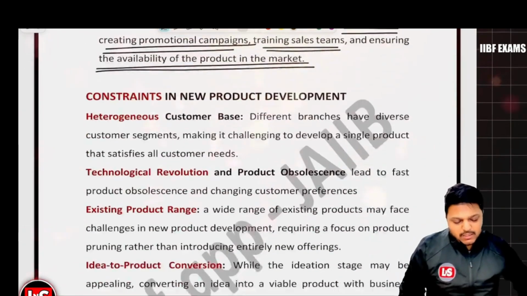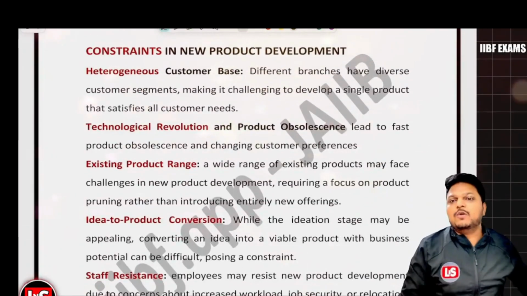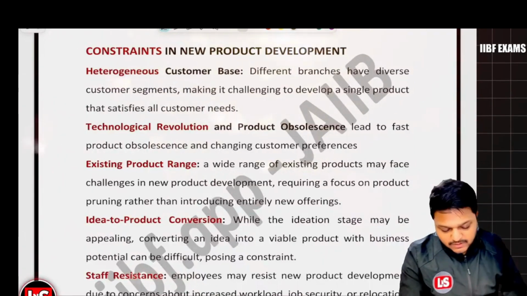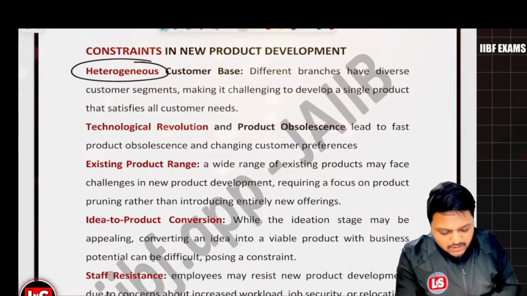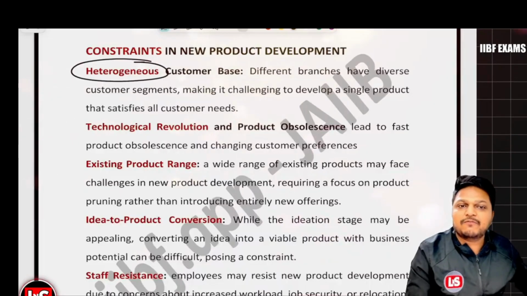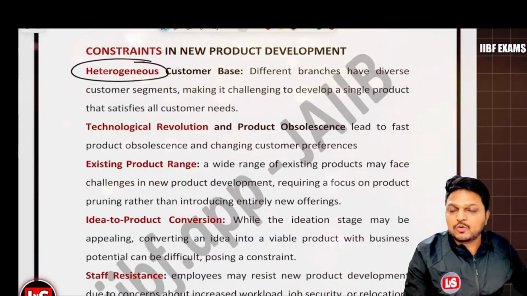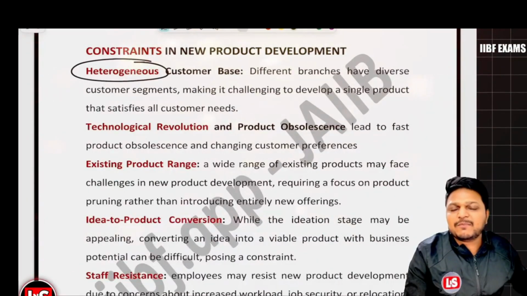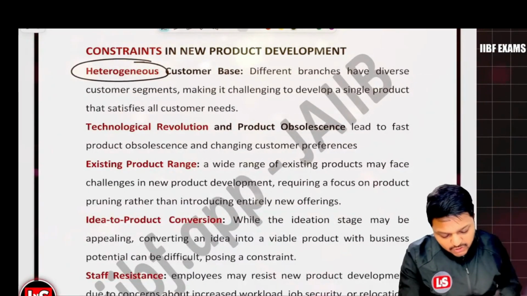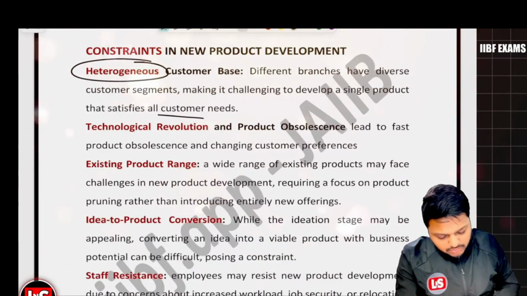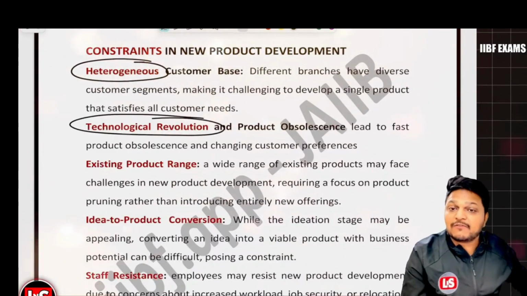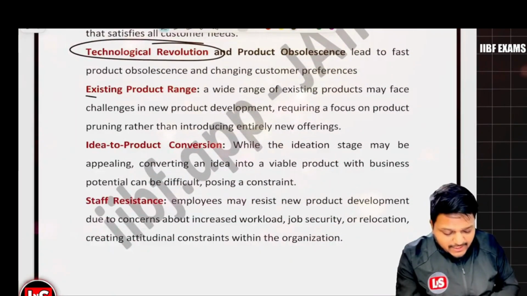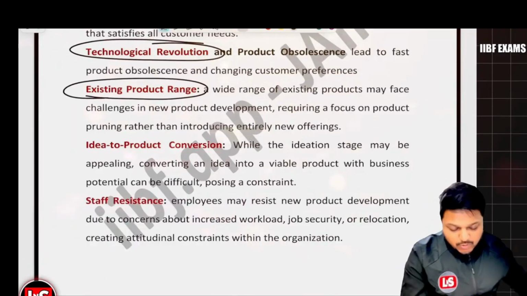Now, there are constraints in the product development. First of all, you have a heterogeneous customer base. Heterogeneous customer base means the customers might have different needs, different preferences. Now you develop one product which is suitable for all, so there might be some difficulty. And also the technology revolution: the product might become obsolete after some time. Also your existing product range might be offering competition to the new product.